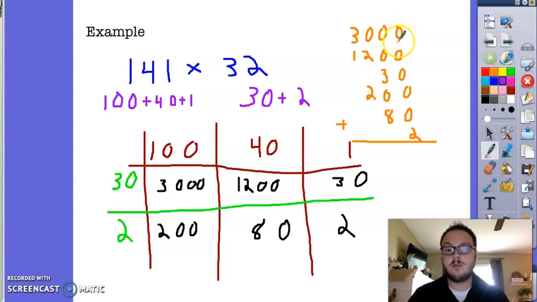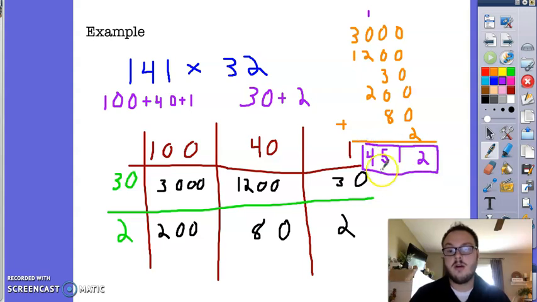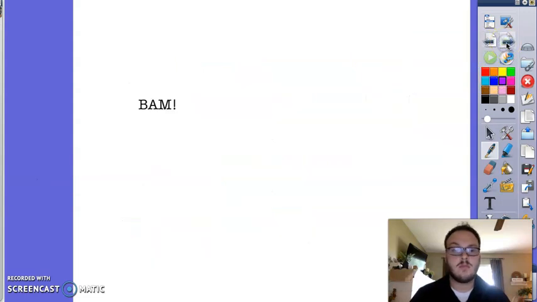So the sum of my ones column is going to be 2. Sum of my 10 column is 11, so I need to regroup. I have 2 plus 2, which is 4, plus 1 is 5, and then 3 plus 1 is 4. So my product should be 4,512.